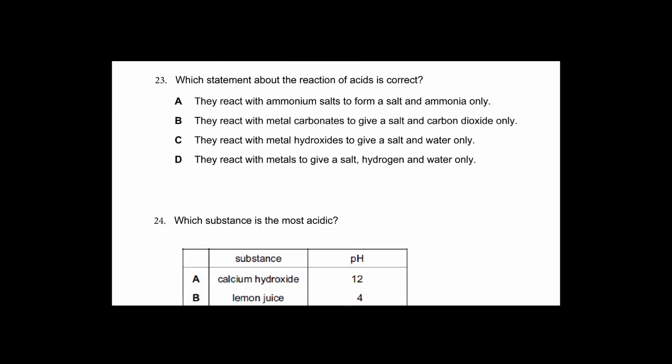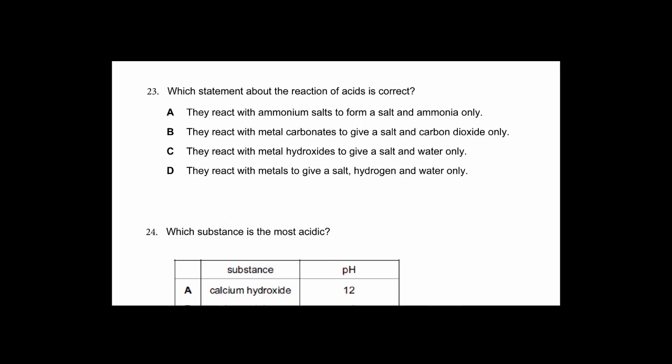We go to question 23. Which statement about the reaction of acids is correct? They react with ammonium salt to form a salt and ammonia only. No, this is not true, because in the reaction water is also given out, so we can't go for that.